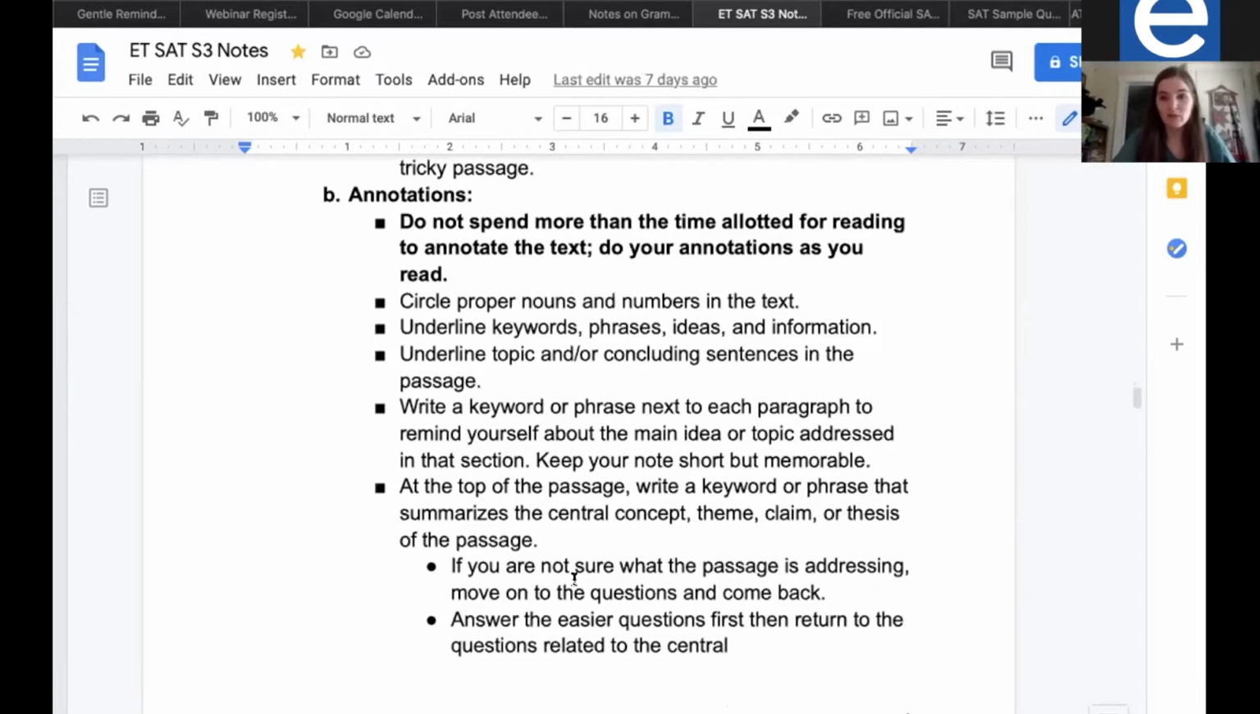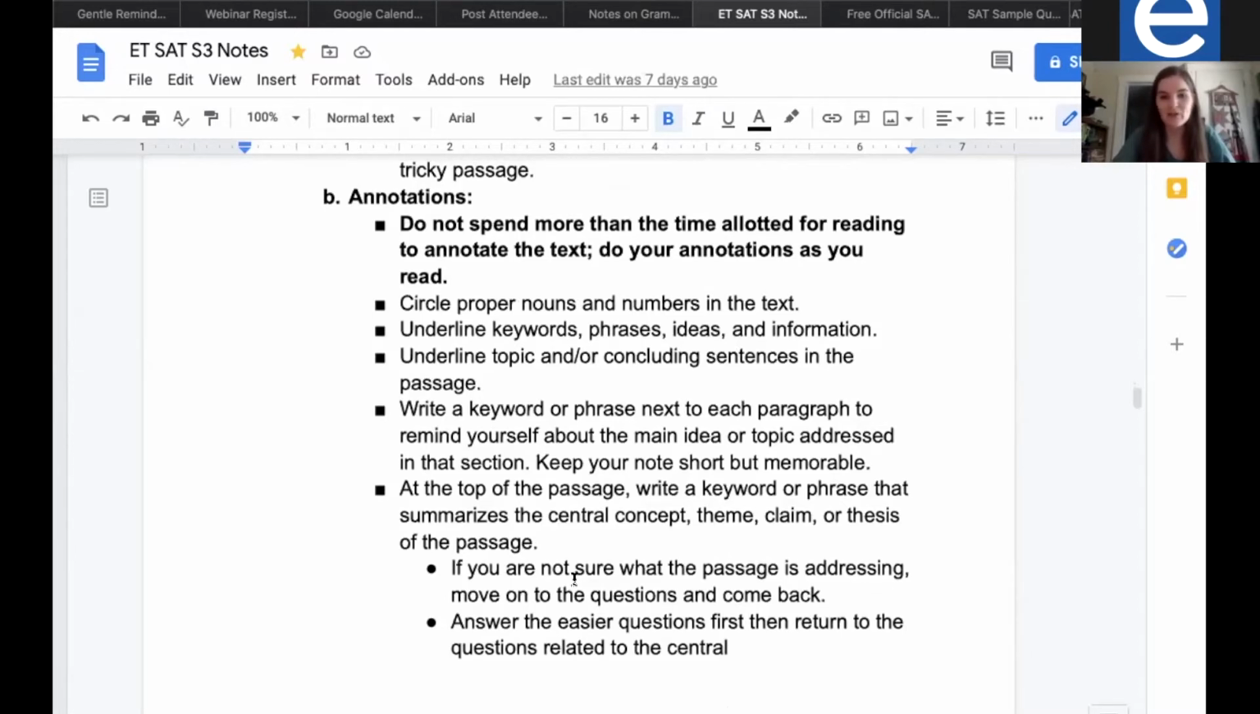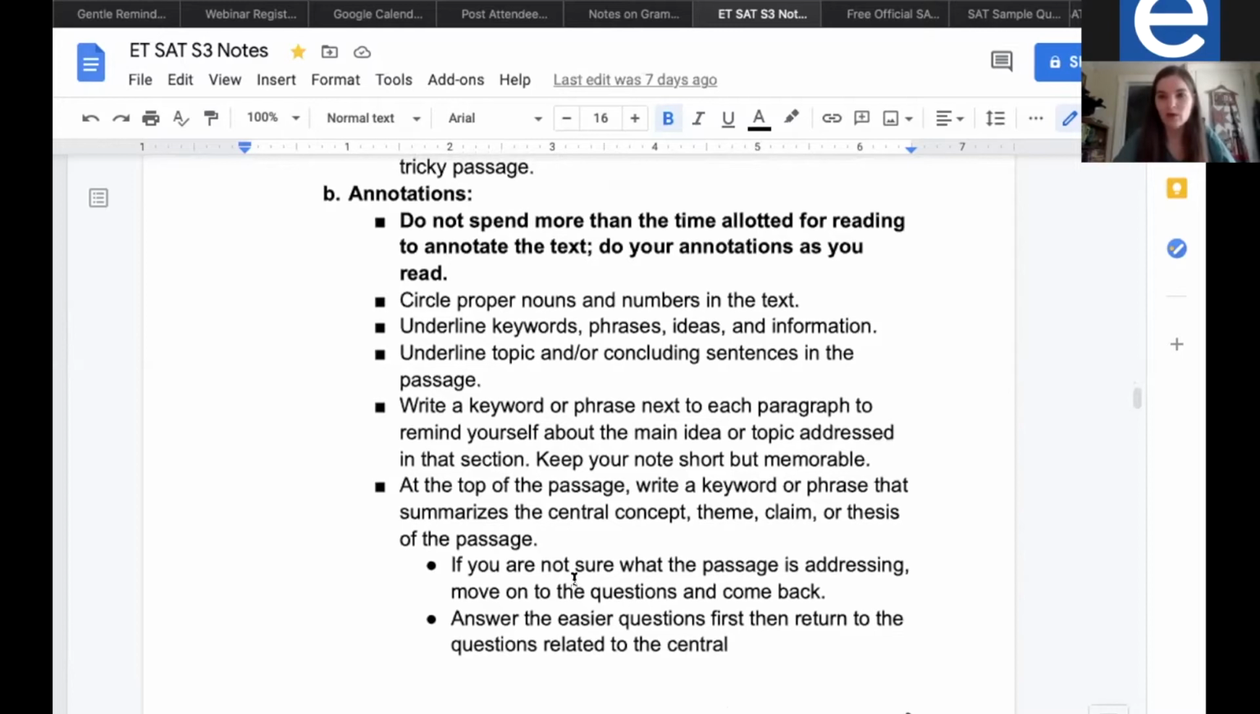Annotations include things like circling proper nouns and numbers in the text, underlining keywords, phrases, ideas, and information, underlining topic and concluding sentences in a passage, and writing a keyword or phrase next to each paragraph. I expect all of these techniques to be in your homework every week, going forward, unless you've found another strategy that works better for you, then by all means use that strategy. But I tell this to students all the time: if you do not underline or circle or annotate in any way, you're going to make careless errors on this test.